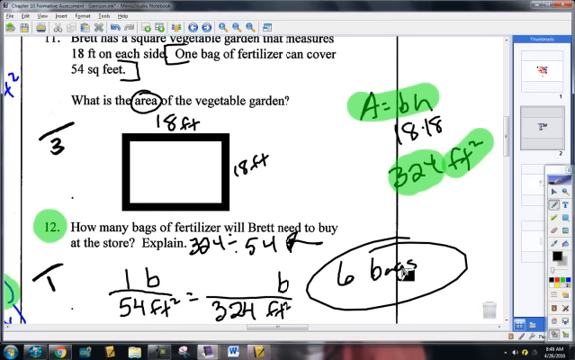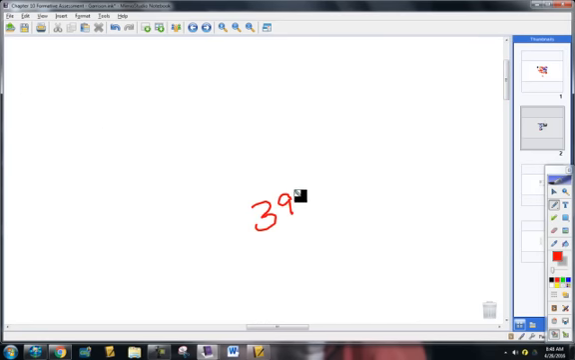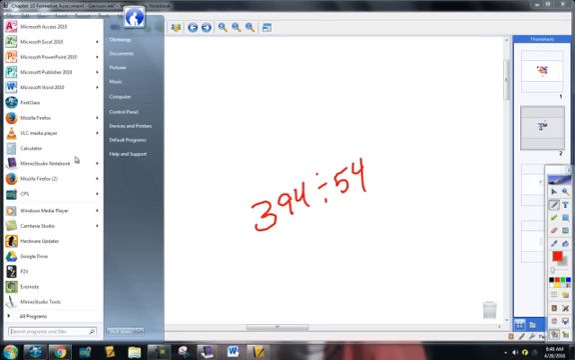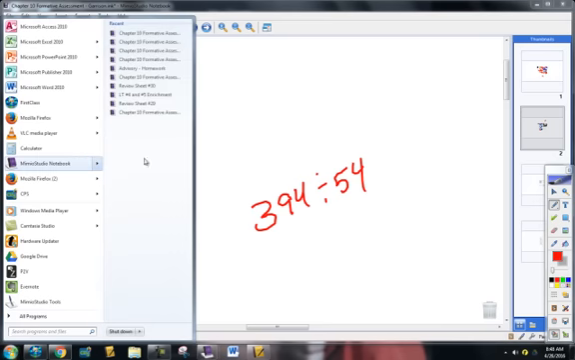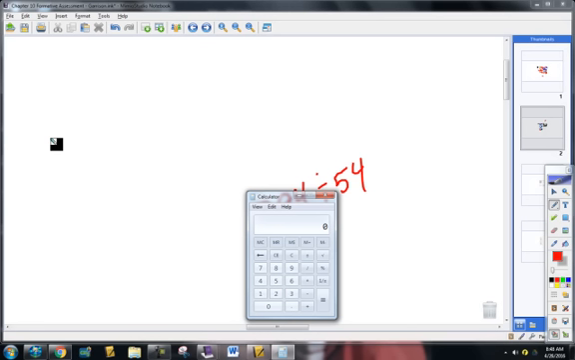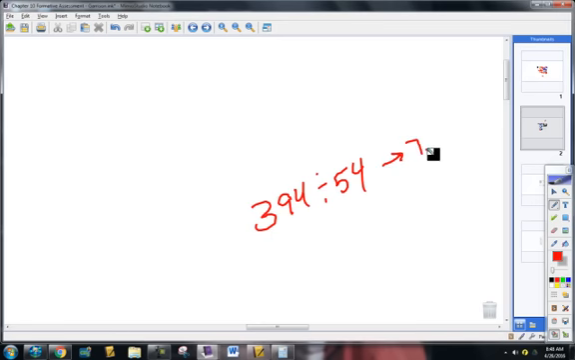Now, just for you guys to start thinking, by the way, the answer was 6, so that's either right or wrong. Real quick, guys, let's say that it was actually this. Let's say it was 394 divided by 54. Okay, now that gave me a decimal. That gave me 7.29, we'll just say. If you are given this on the summative, will I accept 7.29? I will not accept 7.29.